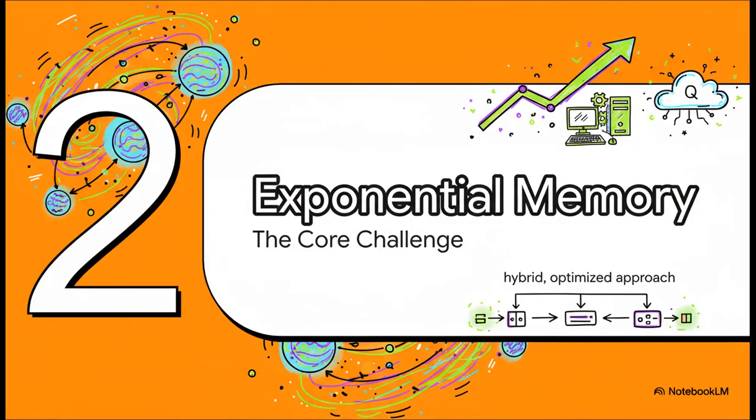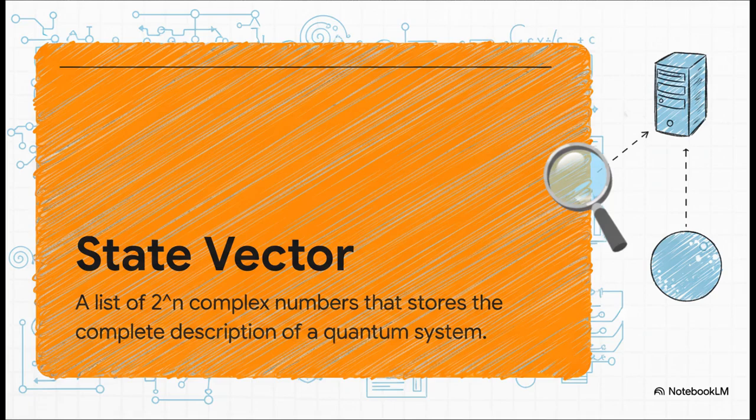Okay, so let's get into the nitty-gritty of the problem. We saw that staggering 4.5 petabyte number, but where does it actually come from? Understanding this is the key to really appreciating just how smart these simulators have to be. It all boils down to this thing called the state vector. Think about it like this. A normal computer bit is simple, right? It's a 0 or a 1.